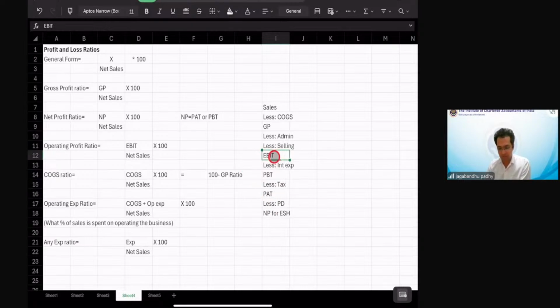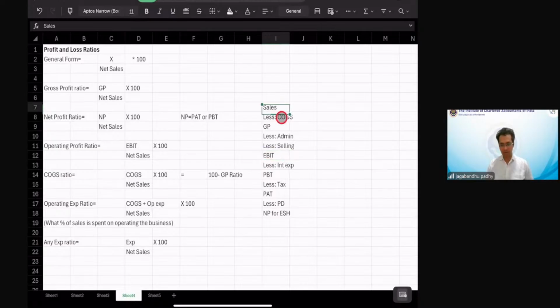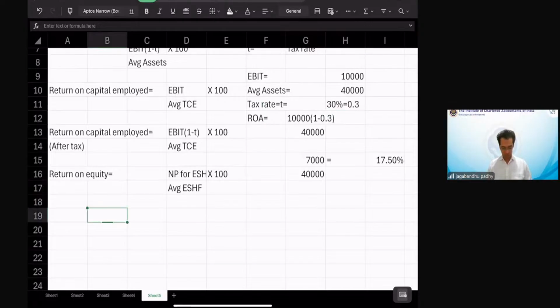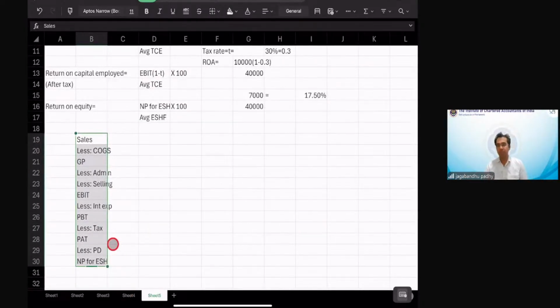That is computed by subtracting interest and tax and preference dividend from the EBIT portion. Whereas when you just subtract the tax, we just do this income statement, right? All the items that we have are going to be taken from here.